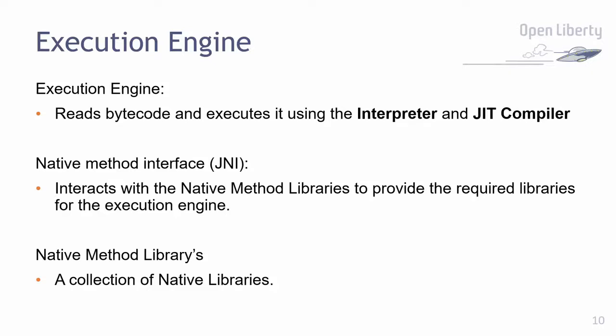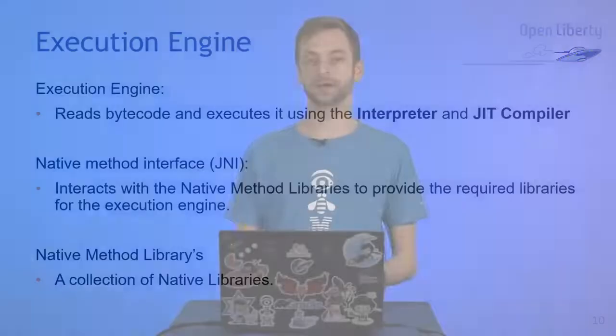So the execution engine will be using the interpreter to convert bytecode, but when it finds repeated code, it uses the JIT compiler, which basically compiles the entire bytecode and changes it to native code. And native code executes a lot faster than bytecode, so this is why we use the JIT compiler here.